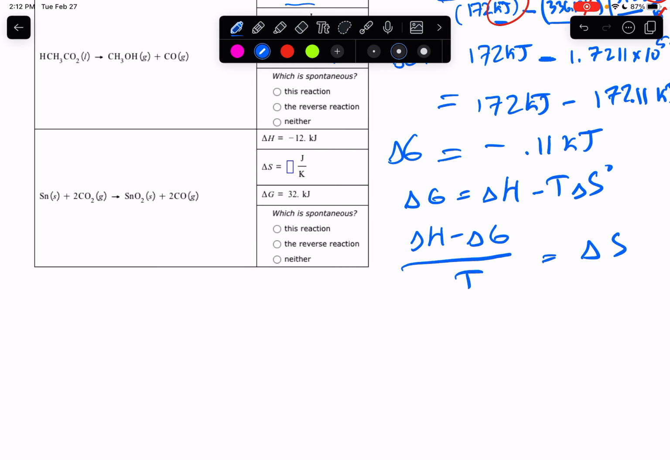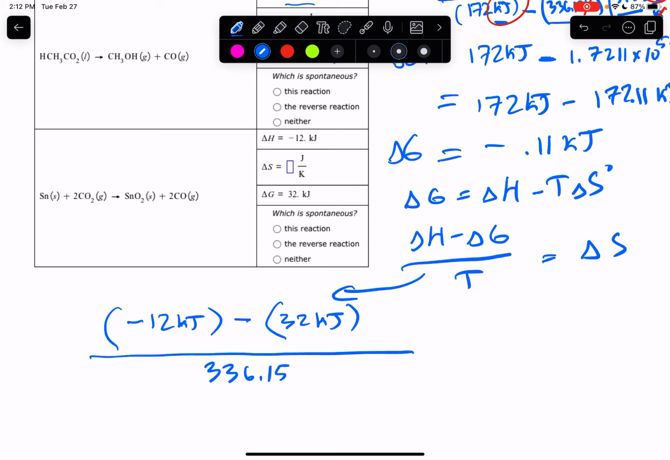And first, we're going to put in our change in H over here. So I'm going to move this over to here. And I'm going to write our change in H is negative 12 kilojoules. All of that is going to be subtracting what our change in G is, which is 32 kilojoules. And all of that is going to be over our change in temperature. Now remember, we already calculated our change in temperature previously, and it has to be in Kelvin, so we're going to go 336.15 Kelvin.